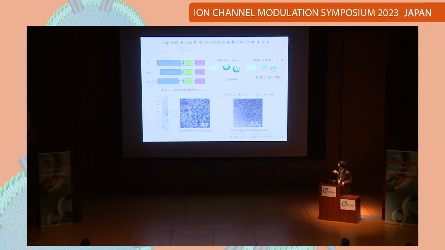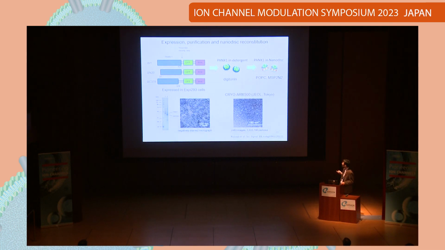So here we expressed human pannexin 1 proteins in Expi293 mammalian cells. And here we expressed wild type, an N-terminal deletion, and a C-terminal deletion. This C-terminal truncation site is consistent with the caspase-3 cleavage site. After removing the C-terminal tag, pannexin 1 purified in detergent was reconstituted into nanodisc, as done with innexin-6 hemichannels.